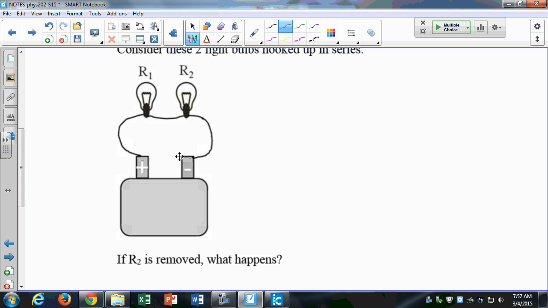But what if we were able to just remove R2 and then replace it with a wire? What would happen to the other bulb?